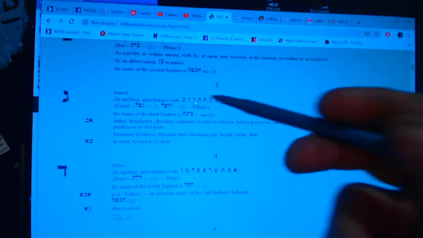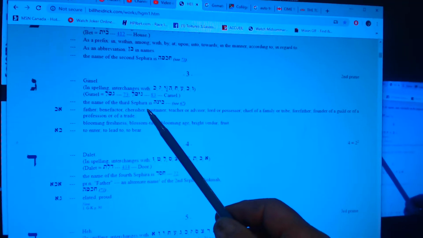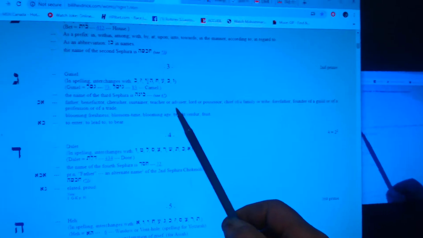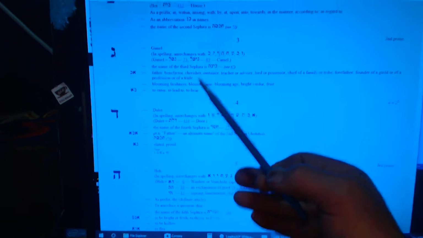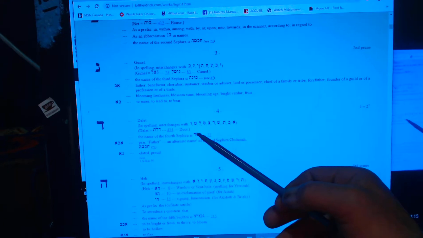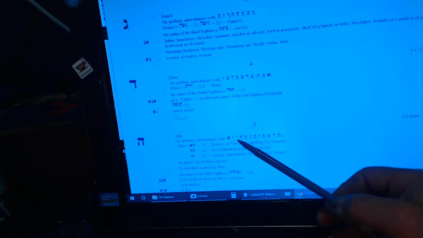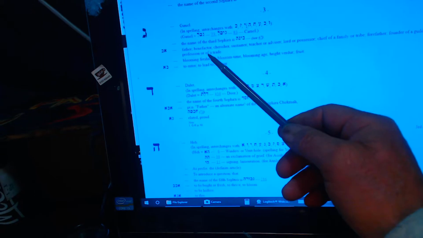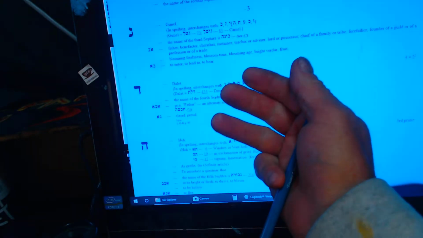Okay, Gimel says, in the name of the third Sephira is Father, Benefactor, Cherisher, Sustainer, Teacher. So all these rules and regulations, okay, is what I follow. In Dalet is the door. In H it is the ventole. I use H as the heavens. Aleph Beit, Gimel, Aleph Beit, Gimel Dalet, Hey.